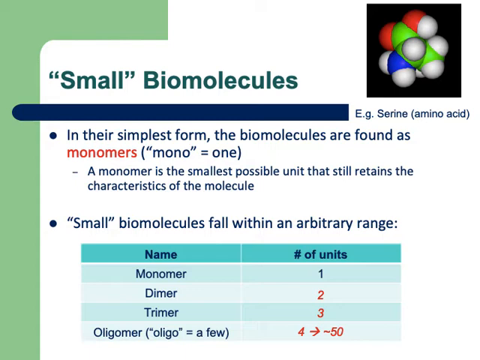Then for a protein, the smallest form of a protein is an amino acid. And then 2 amino acids together would be called a dimer. 3 amino acids together would be called a trimer. The picture on the screen of the amino acid serine is 1 monomer. So serine is an amino acid. That's 1 monomer. That's the smallest molecule of that protein. And there's many different types of amino acids.